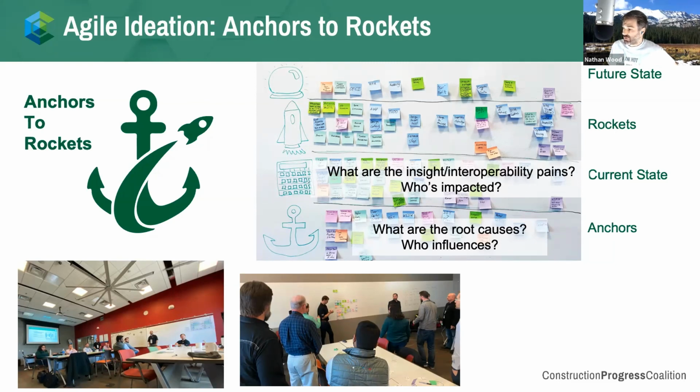What are the root causes? Who are the influencers? Is it contract? Is it culture? Is it timing? Is it whatever that's creating it, that's keeping it in its place? So then that lets us shift our gears into that future state: okay, now what are those ideal state conditions? Who benefits from that, and how are they benefiting?